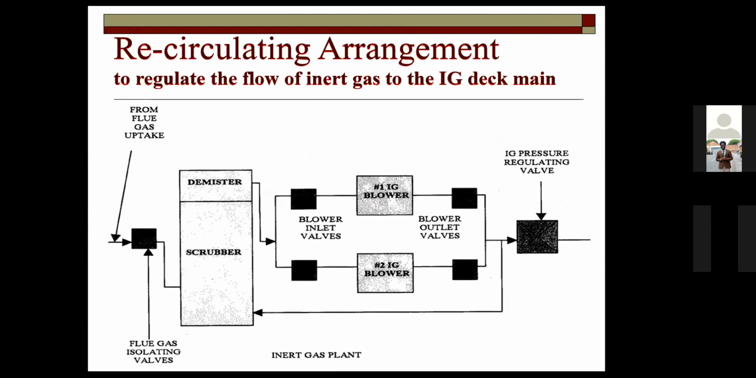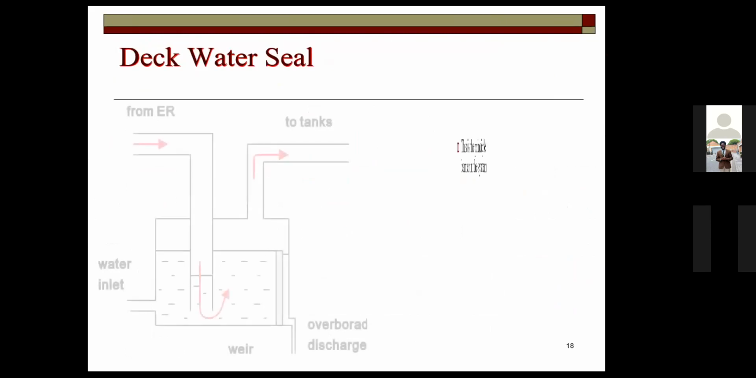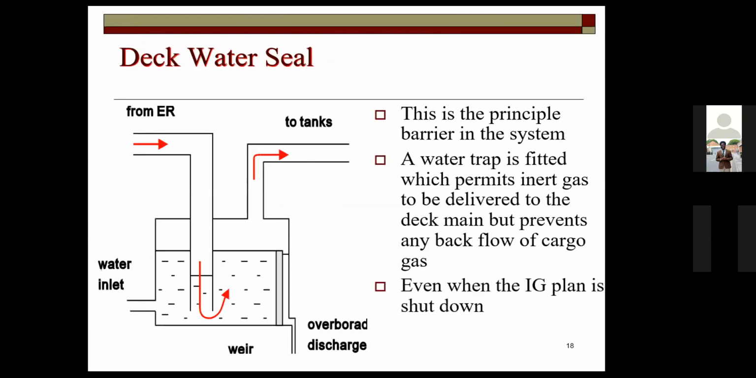So this is still the same diagram that we have discussed. This is about the deck water seal, so that I don't take much of your time. When the inert gas is coming from the engine room, as we are aware, it comes in through the water and goes into the individual tanks. One of the major functions of the deck water seal is that it serves as a barrier in the system. It prevents inert gas delivered to the deck from flowing back to the engine room. So that's a major function of the deck water seal.